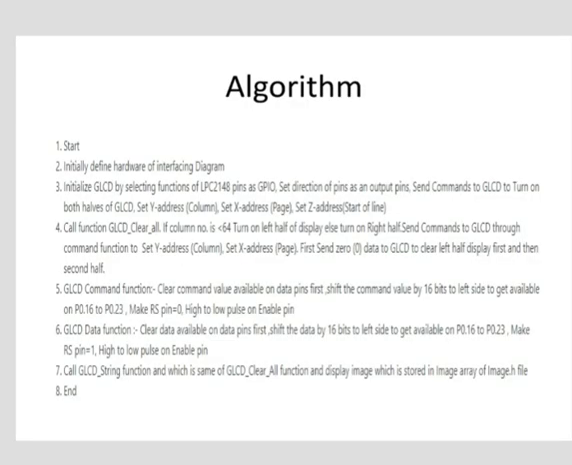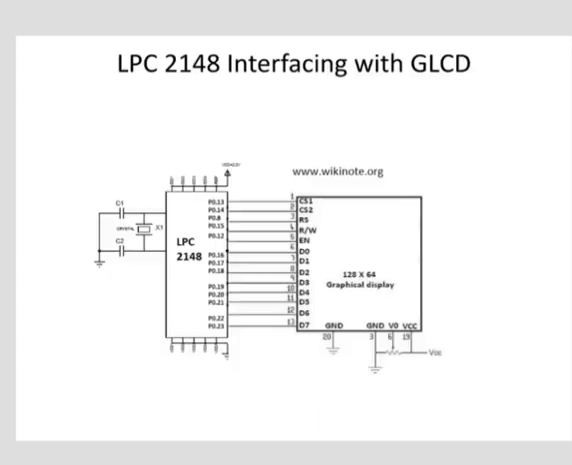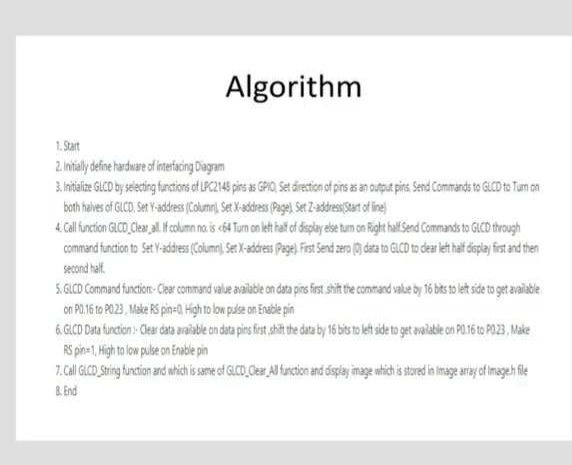Now the algorithm for this is that first is start. Initially define the hardware of the interfacing diagram. Then initialize the GLCD by selecting the functions of the LPC2148 pins as GPIO. Then set the direction of the pins as output pins and send commands to the GLCD to turn on both the halves of the GLCD. Then set the Y address, that is the column. Then set the X address, page, and set the Z address, start of the line.